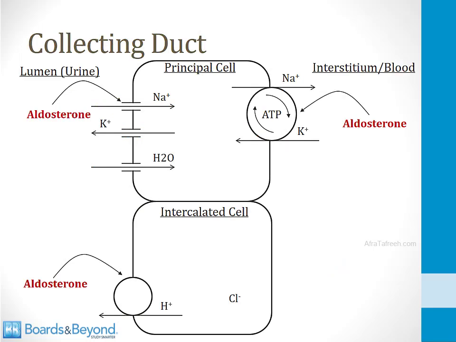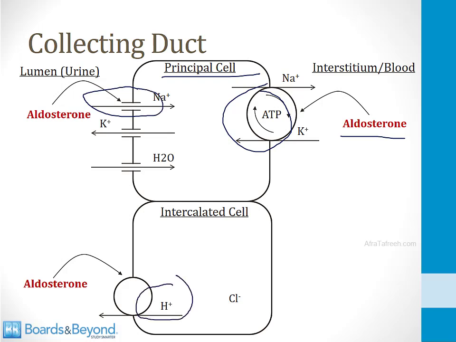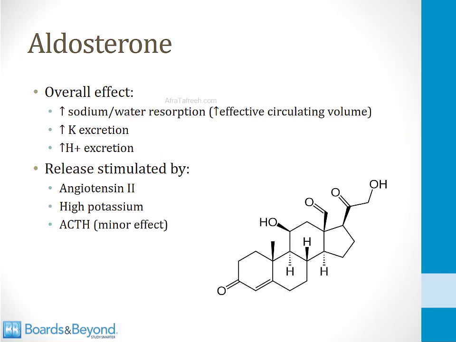Here's a slide showing the effects of aldosterone on the principal cells. The number of sodium-potassium ATPases can be increased by aldosterone. Remember, it's a steroid, so it can travel inside the cell and induce gene expression, so it can increase the expression of genes that code for proteins like the sodium-potassium ATPase. It can also increase the number and activity of the ENaC sodium channels, and it can also increase the secretion of acid or hydrogen ions from intercalated cells. The overall effect of aldosterone on the collecting duct is that it will increase sodium and water resorption.